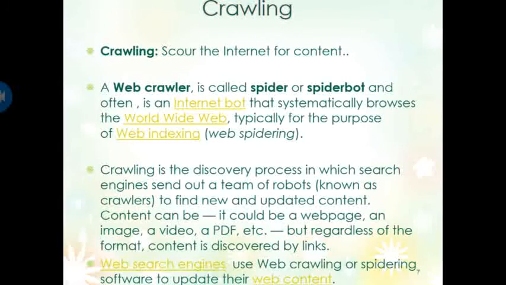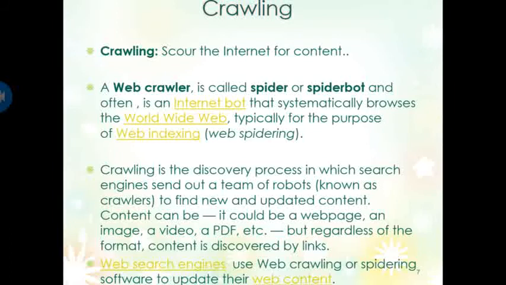So how does it work? First is crawling. What is crawling? Crawling means to scout the internet for content, that is, to search the internet. Now there are terms regarding crawling. Web crawler, what is a spider? A web crawler is also called a spider or spider bot. It is also known as an internet bot.